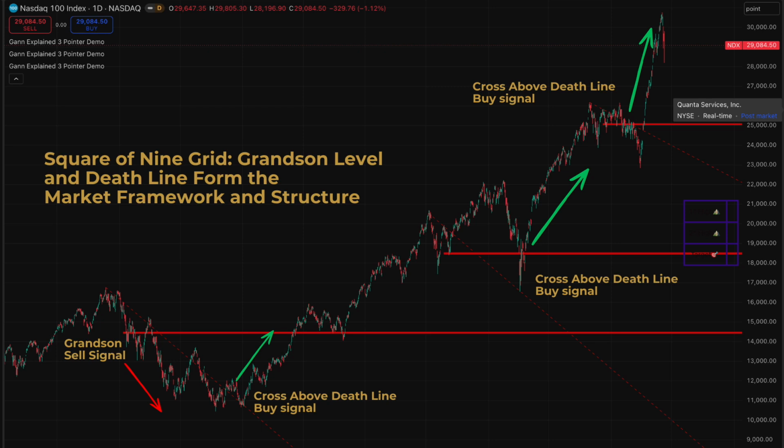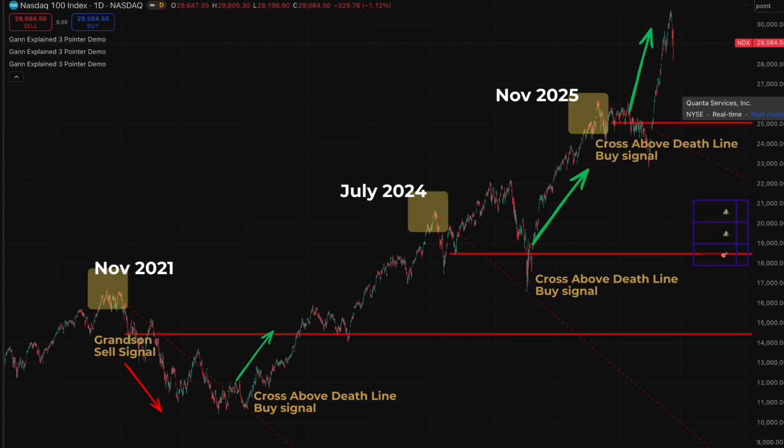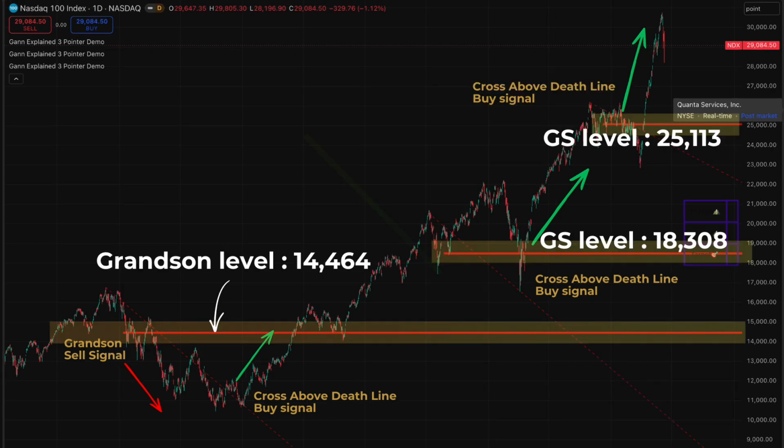This is the structure I want you to focus on. This is a square of 9 grid on Nasdaq. To draw this grid and show you what real market structure looks like, I go back to the previous tops, November 2025, July 2024, and November 2021, and apply the square of 9 indicator. First, look at the grandson level. This square of 9 grandson level around 14,646, 18,308, and 25,113 are not random.